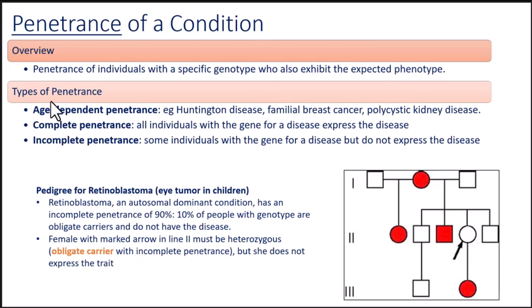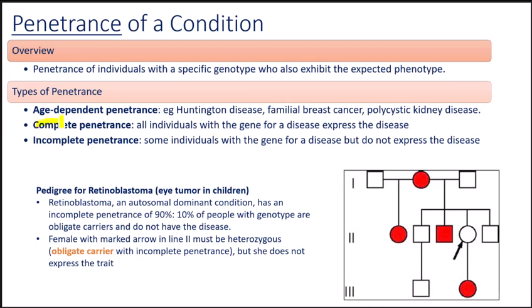Some conditions exhibit age-dependent penetrance. For example, Huntington's disease. The phenotype, so the physical characteristic with the signs and the symptoms, usually strikes, we're talking about age, usually around the 30s or the 40s. And this is also true of familial breast cancer and polycystic kidney disease, which exhibit age-dependent penetrance. Complete penetrance means that all individuals with the genotype will express the disease. So all individuals that have the genotype will have the expected phenotype.